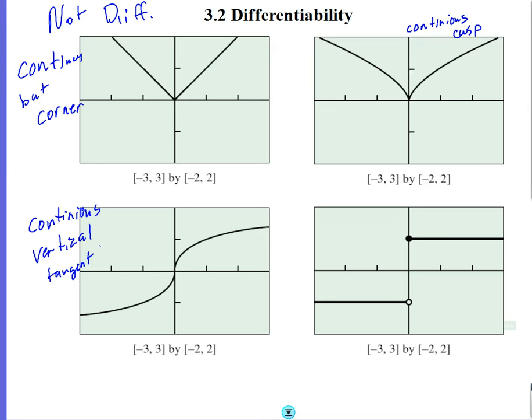Last but not least, something is not differentiable when I have a discontinuity. When I have a discontinuity, I can't have a slope because I don't know what my slope is here, because it's not continuous. So it's kind of a hint: you need to be continuous first in order to be differentiable. Okay, that's a key point. We'll come back to that later.